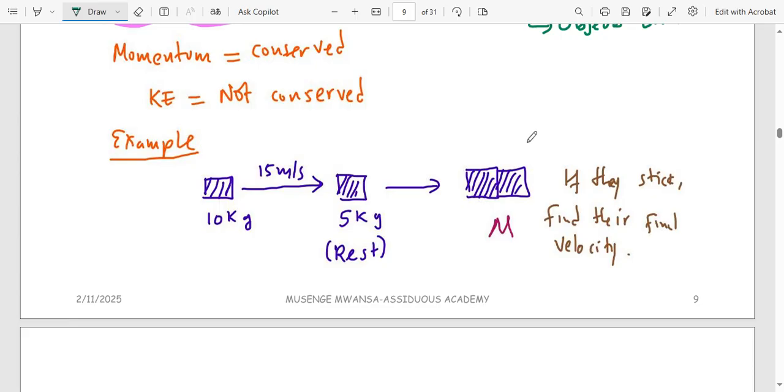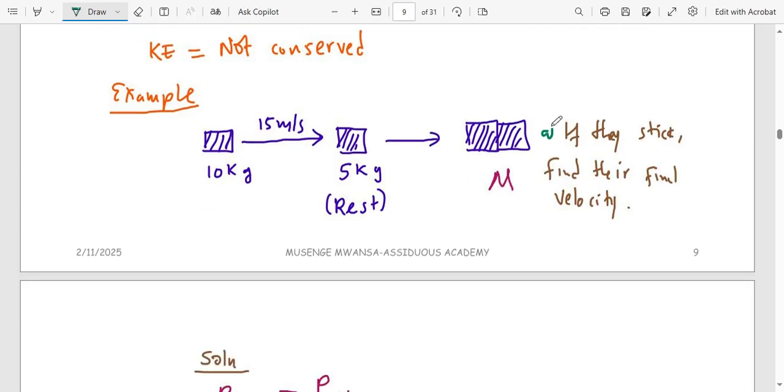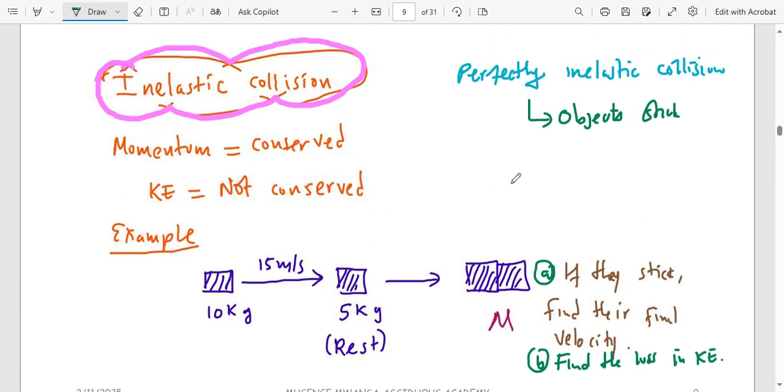So I can make these two questions. I can say this is A: if they stick, find their final velocity. And then B, find the loss in kinetic energy. Okay? Remember, for any inelastic collision, kinetic energy is not conserved. The meaning is that it is converted to another form of energy. So now find the loss in energy.